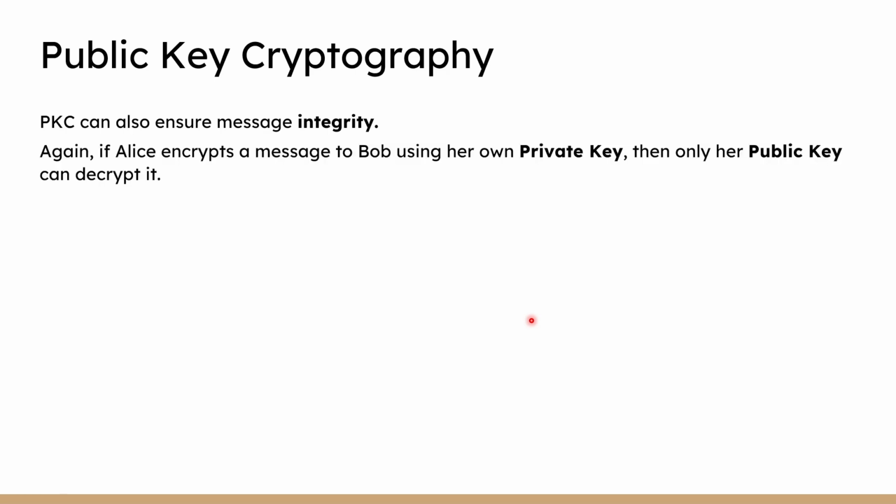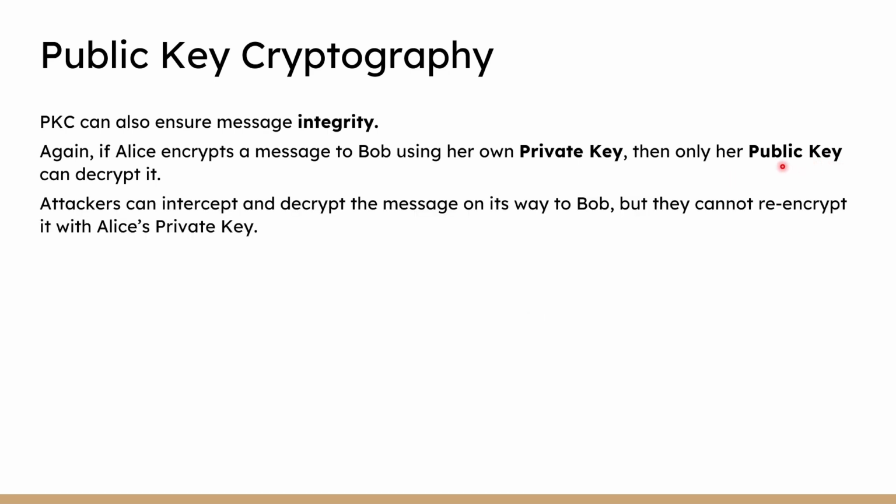You can also use this method to verify integrity, which is the second goal of encryption. So making sure that the message hasn't been modified. Again, Alice encrypts it with her own private key so that only her public key can decrypt it. Anyone can intercept this and decrypt it with her public key. So anyone can read the message and change it, but they can't re-encrypt it with Alice's private key to send on to Bob, because they don't have Alice's private key, right?